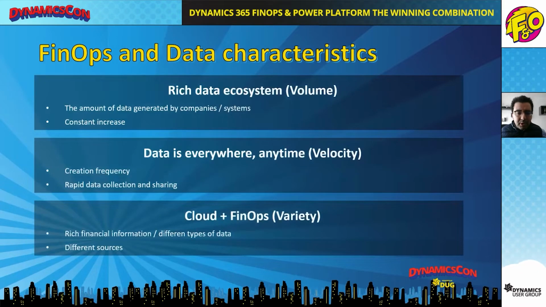Always in the FinOps model, and before creating this architecture, it's necessary to understand that we are continuously facing the challenge of the 3 V's, or simply the 3 characteristics of big data. So let's start with the first one, which is volume. Here we are talking about a rich FinOps data model, and the volume of data is significant. We are facing a rich ecosystem of data with a constant increase in the information systems in place in companies. Actually, the volumes of data processed are measured in terabytes.